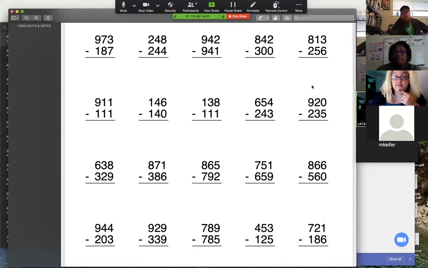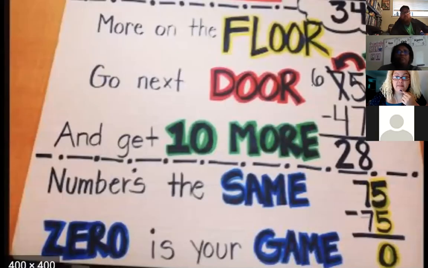Mr. Kiefer, we're unable to see anything. It's black. Oh, I'm so sorry. Thank you. Hang on. You're fine. There you go. How about now?